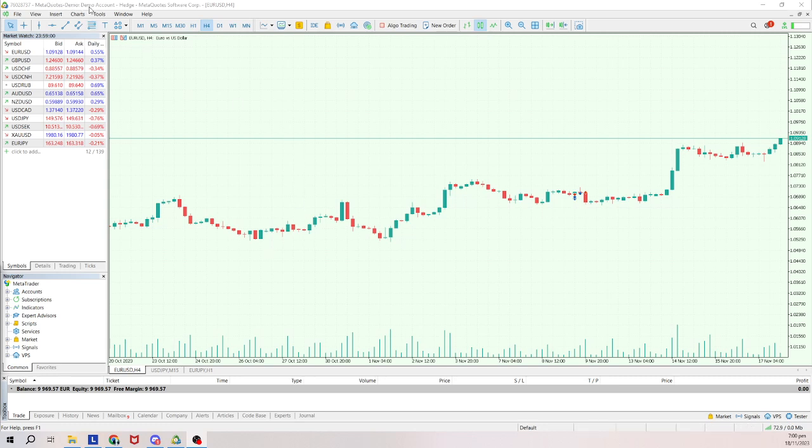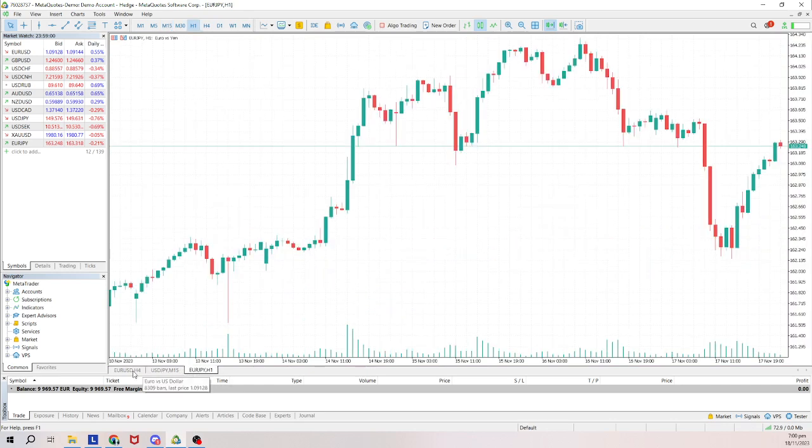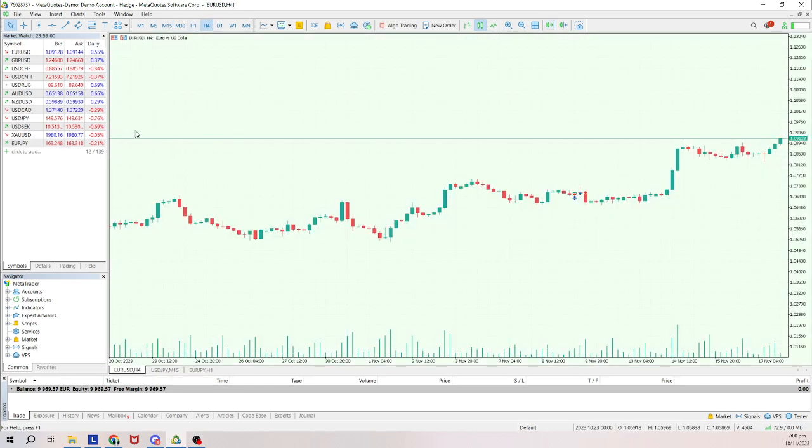As you can see, we're on a demo account on MetaQuotes. We're currently a bit in the negative from the main starting balance. So you choose any pair you want, for example, Euro USD, USD JPY. It doesn't matter in this instance.